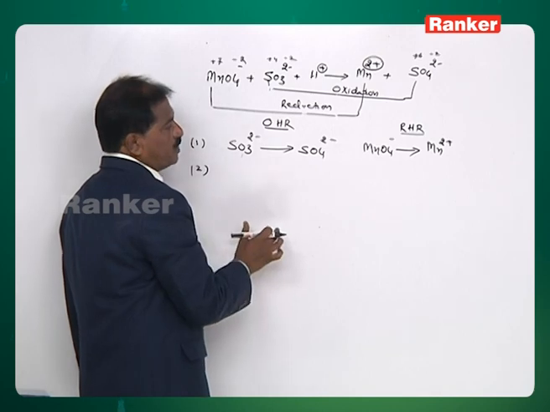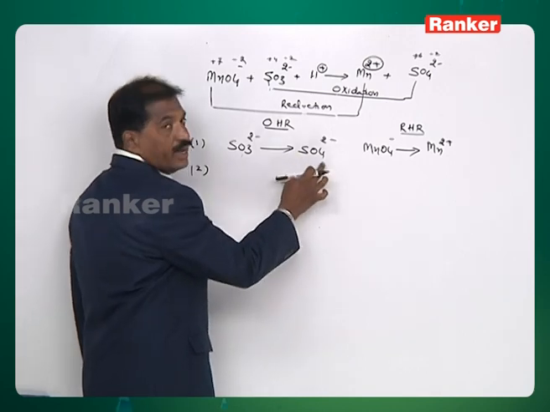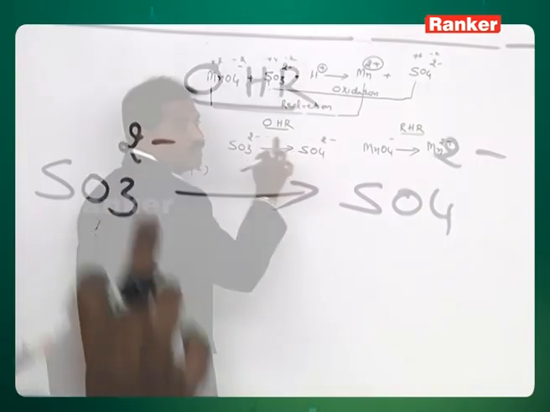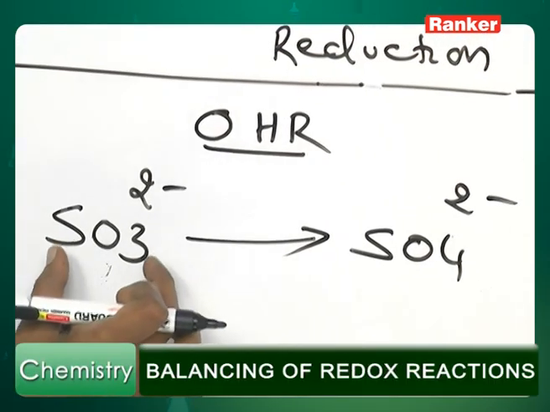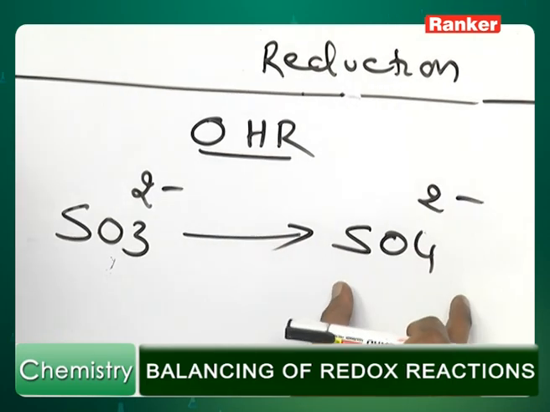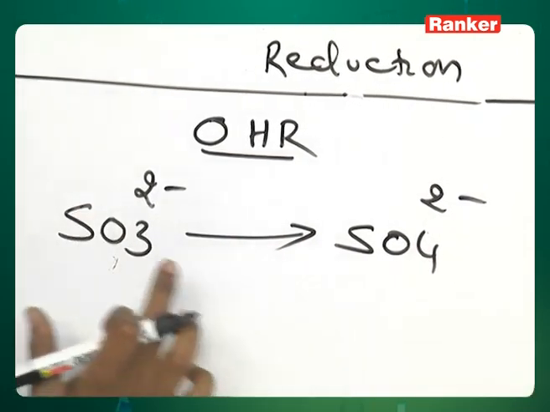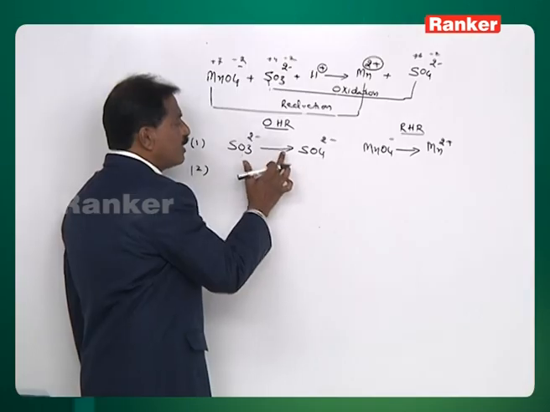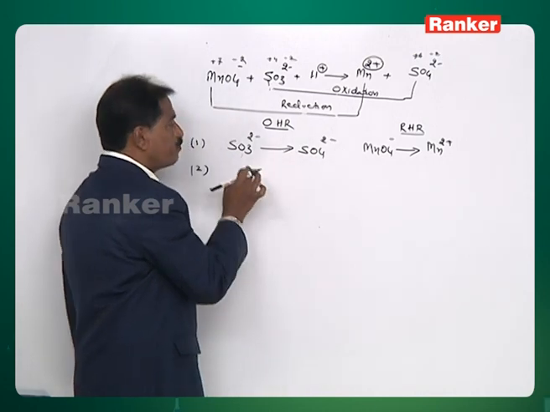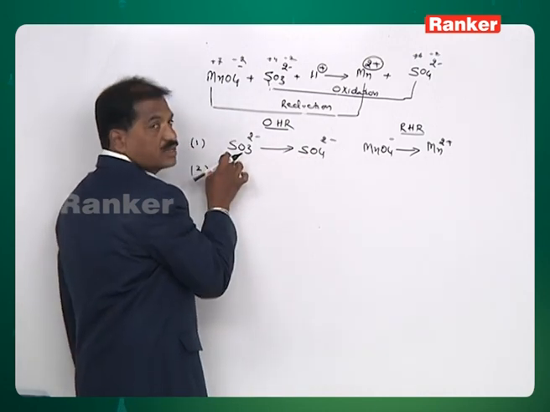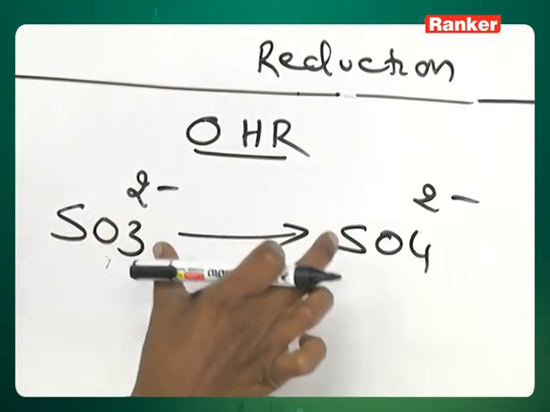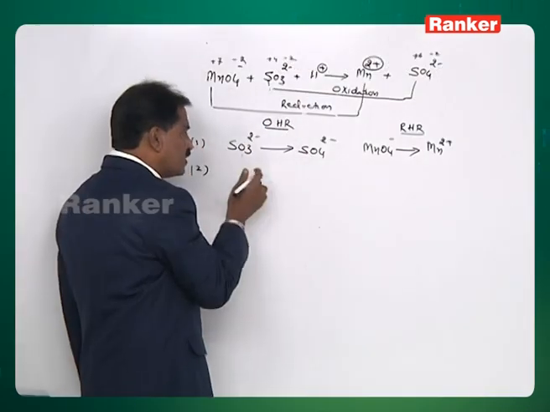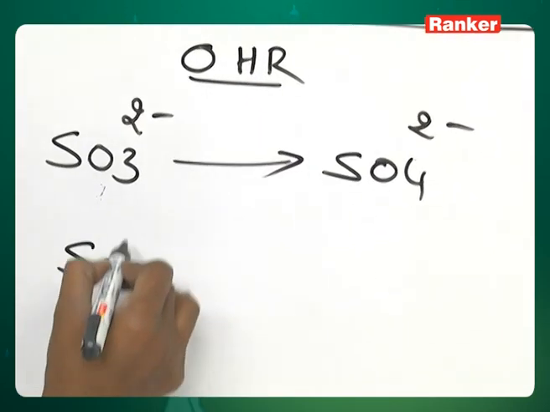In the first step, you balance all the atoms except oxygen and hydrogen. Here in this first half reaction, we have SO3, here we have SO4. In the first step, identify only the atoms other than oxygen and hydrogen. Other than oxygen and hydrogen means sulfur. Here one sulfur and here one sulfur. Since the sulfur atoms are already balanced, you carry the reaction as it is without any change.